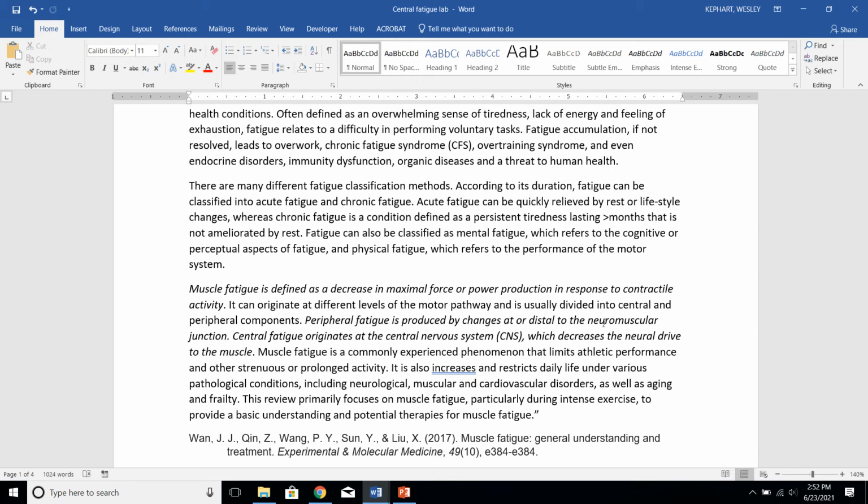Or it could be actually just within the muscle, so like glycogen depletion and accumulation of hydrogen ions and accumulation of phosphates, reactive oxygen species, all kinds of things like that. So check all of that out.